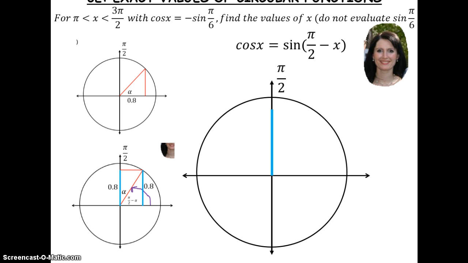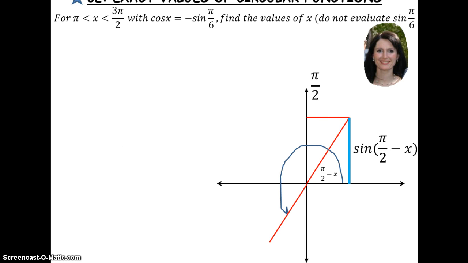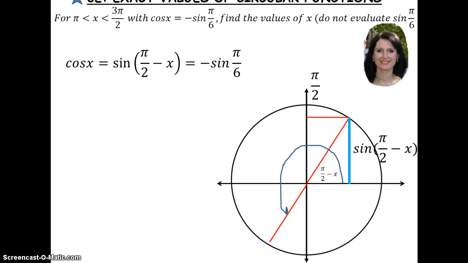So look, here's our unit circle, and here's pi on 2, of course. Now, I've drawn x in here, and I'm trying to look at what sine of pi on 2 minus x is here. So pi on 2 minus x is shown by that angle in there. And we can see that the sine value of that is represented by the blue lines, because the sine value is your y value.